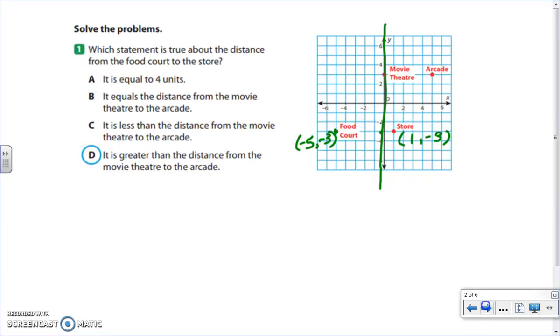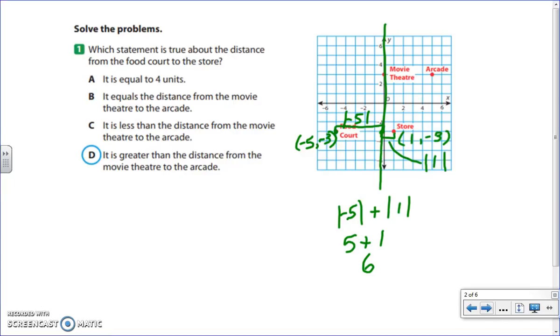Our reference point is the y-axis, so I know whatever the distance is. When I say distance, that indicates absolute value. The distance of 1 from the y-axis and the distance of -5 from the y-axis. The sum of those two things will represent the entire distance altogether. So the sum of the absolute value of -5 plus the absolute value of 1, or the distance of the food court plus the distance of the store from the y-axis, should equal the total distance. 5 plus 1, which equals 6.